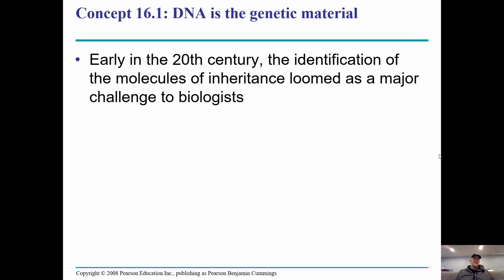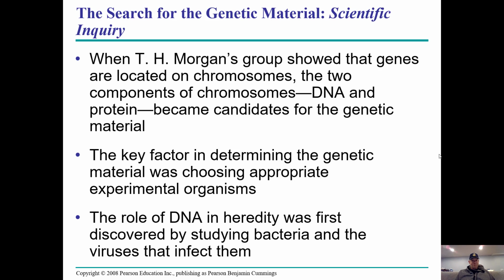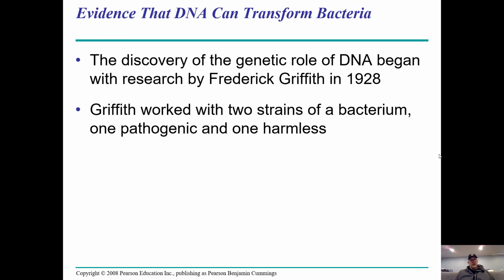Anyway, early in the 20th century, not only did we not know what DNA looked like, we probably didn't really care to a certain degree because we didn't really know what DNA was used for. It wasn't until the late 20s, when a physician, Frederick Griffith, in his lab was trying to come up with a vaccine against pneumonia.